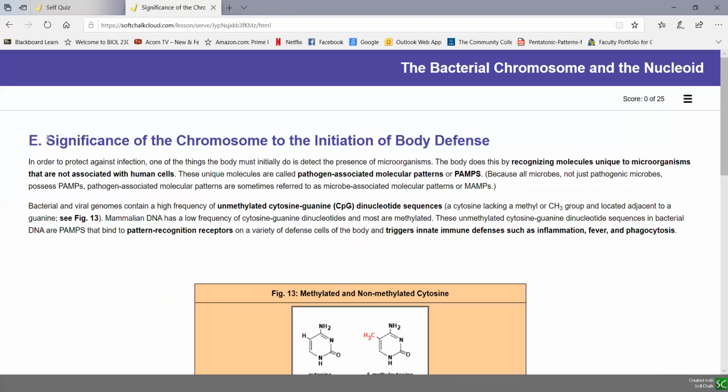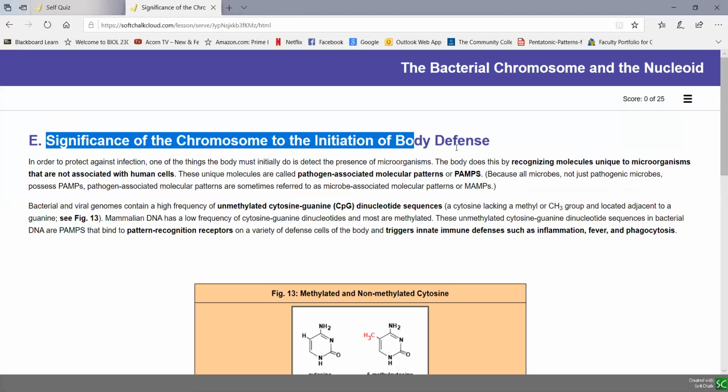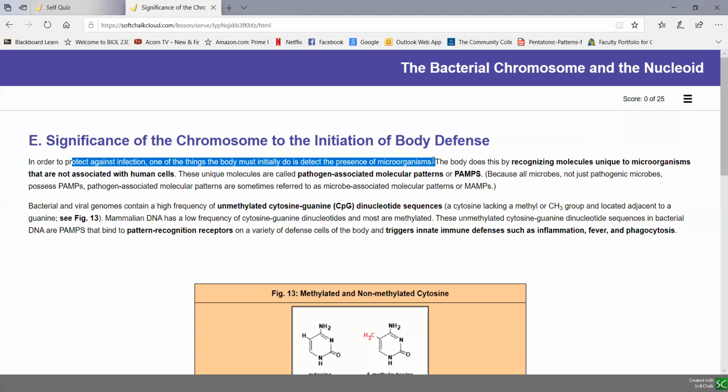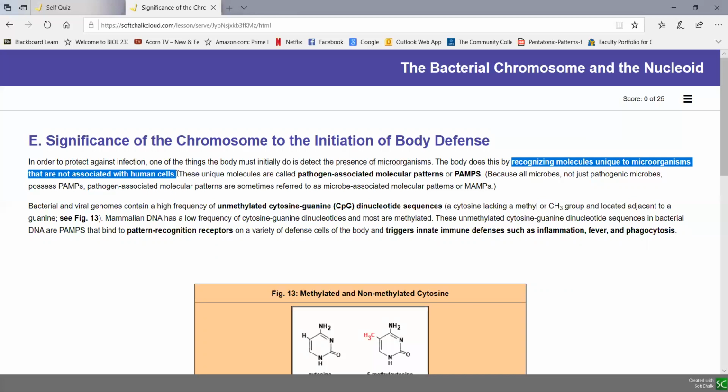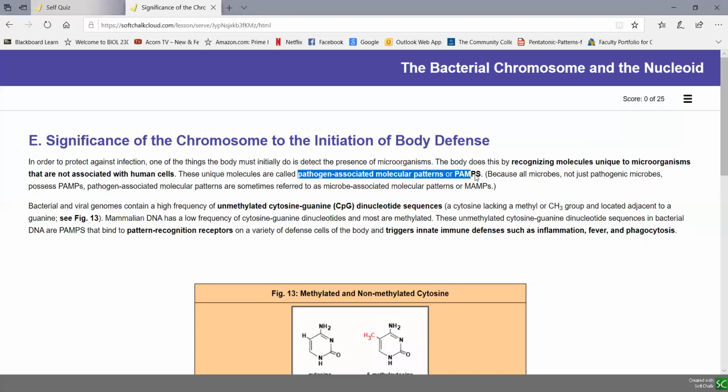Now, it turns out that the bacterial chromosome can actually initiate our body defenses. So remember, as we learned previously under the cell wall SoftChalk lessons, to protect against infection, the body needs to be able to detect the presence of microorganisms that might be causing an infectious disease. So we do that initially during innate immunity by recognizing molecules unique to the microbe that human cells don't have. And again, we call these pathogen-associated molecular patterns, or PAMPs, molecules with a certain shape, molecular pattern found on the pathogen.